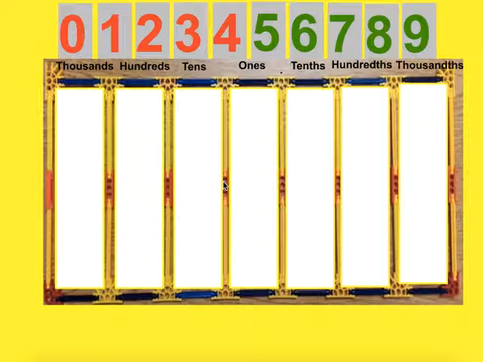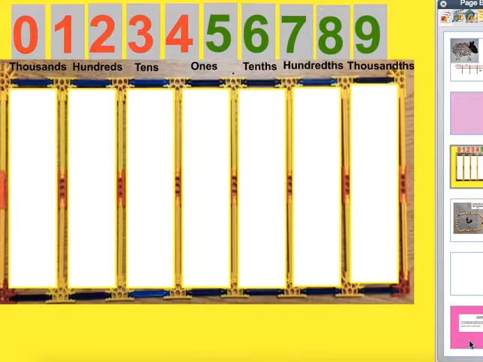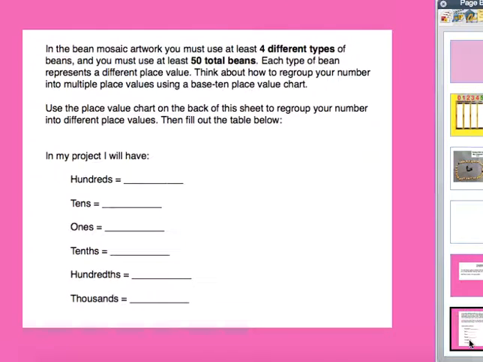For the hard part. Let's say you have a significant number. How do you turn it into a bean mosaic? If we look back at the bean mosaic requirements, it says that you need 4 different types of beans at least, and you must use 50 total beans. Each type of bean will represent a different place value.